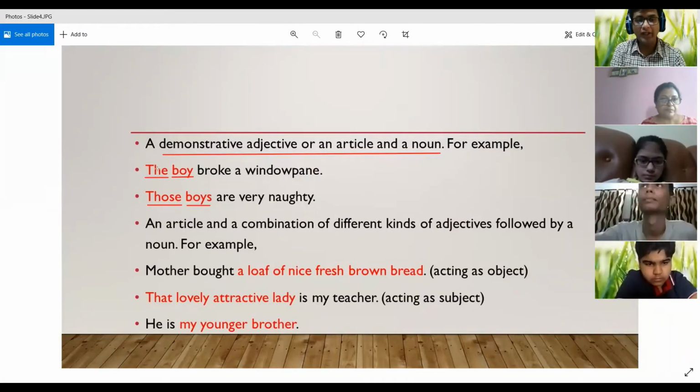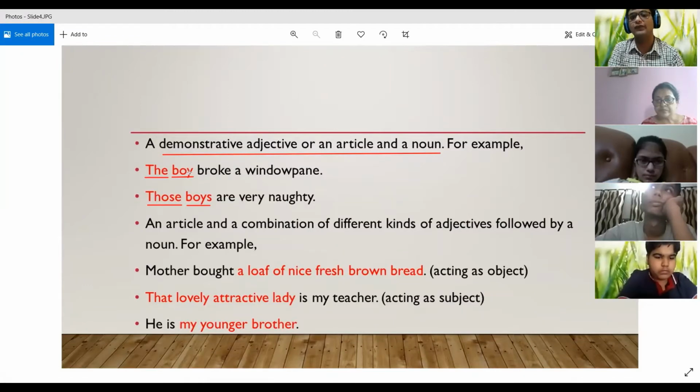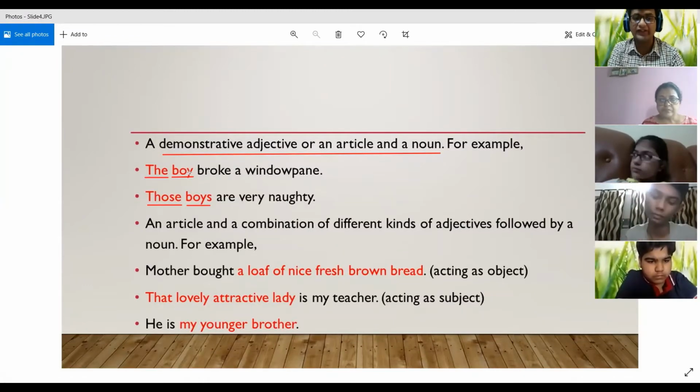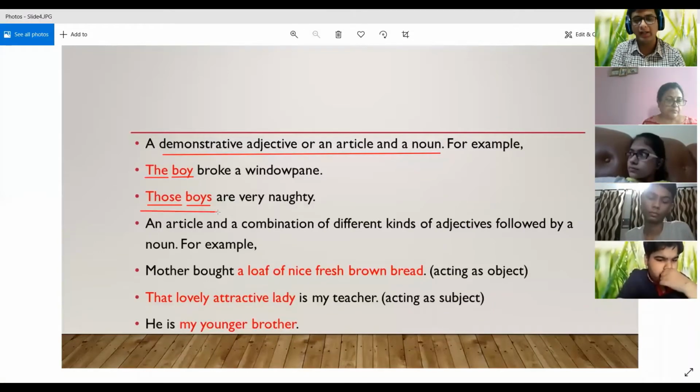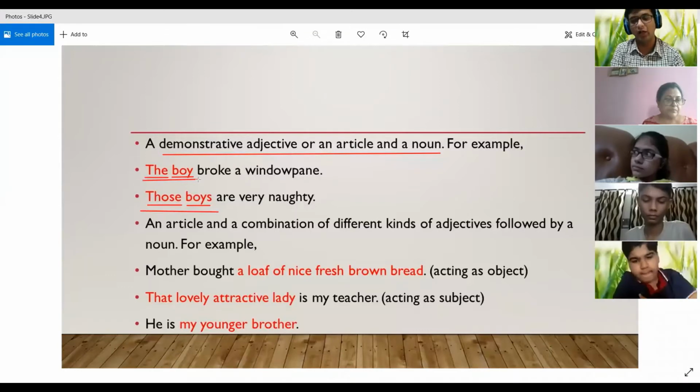So the boy over here will become the noun phrase. Now when we insert the before the boy, it becomes a particular boy. So we know that we are talking about a particular boy. The boy broke a window pane. Then again, if you want to demonstrate at someone, you can say, those boys are very naughty. So over here again, those boys as a whole will form a noun phrase. The boy as a whole will form a noun phrase.